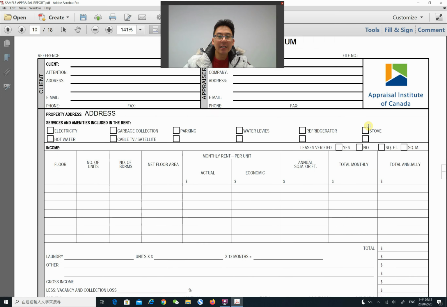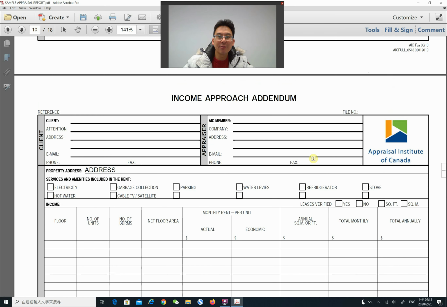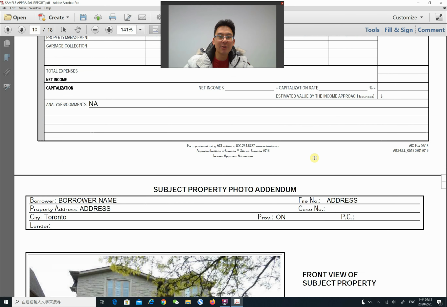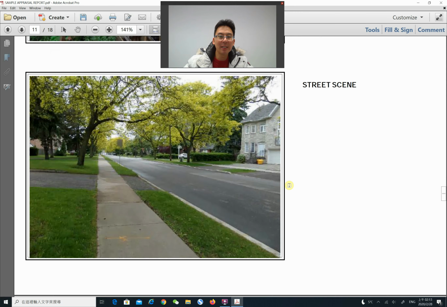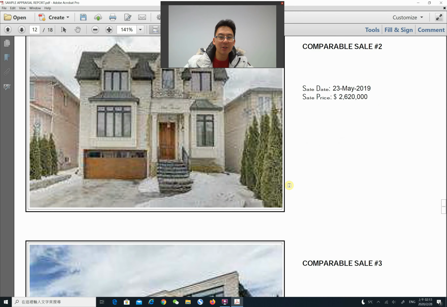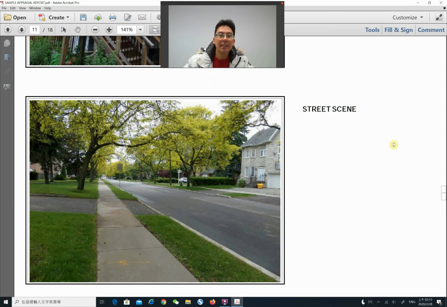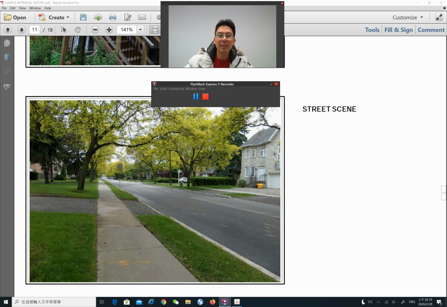Okay, other than that, the income approach, they haven't used it, so no worry about it. And then afterward, they will have some pictures of the subject property, some pictures of the comparables and all that. And that's about it, right? So hopefully now you know what kind of information you should focus on when you read the appraisal report, and I hope you learned something. Okay, so I will see you next week.